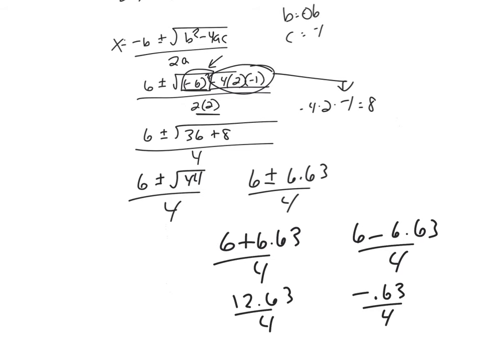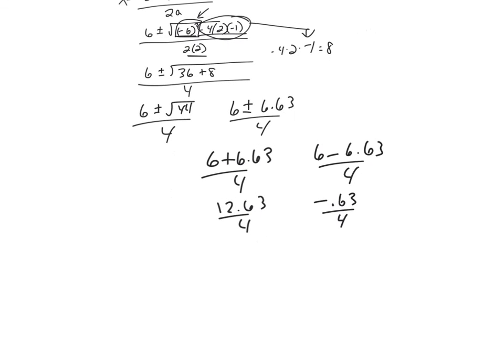Okay. And so then 12.63 divided by 4 is 3.16. Remember to round to 2 decimals. And 0.63 divided by 4 is 0.16, negative 0.16. And those are my 2 solutions.